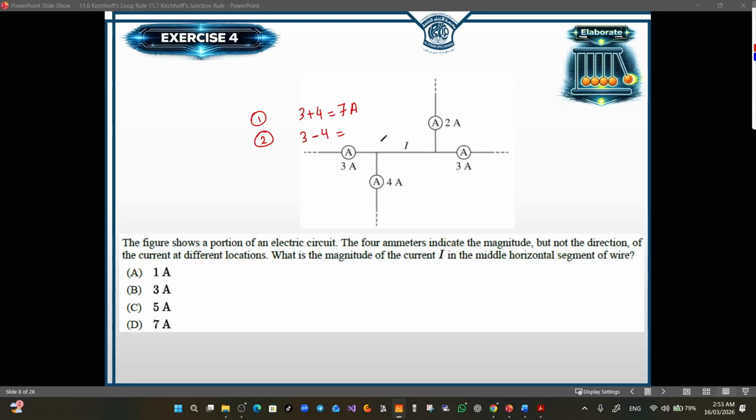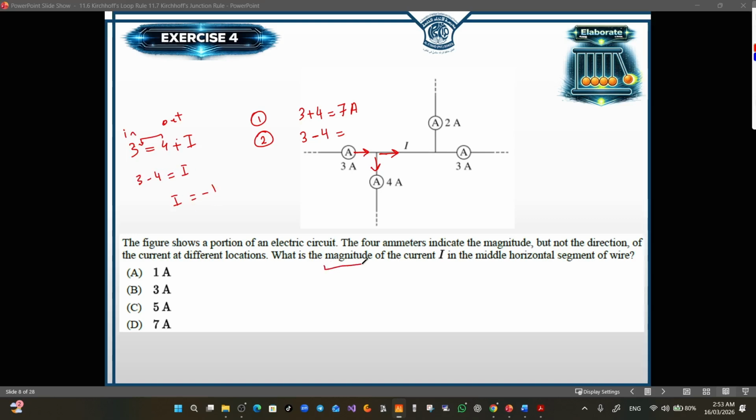Let's assume this is leaving. So we have this one entering and this one leaving as well. So 3 is in, and 4 and I are leaving. So this is out, this is in. Now moving 4 to the other side, 3 minus 4 is equal to I. So I is equal to minus 1, for example.